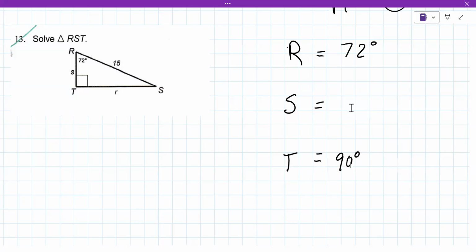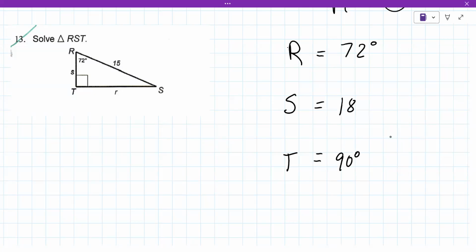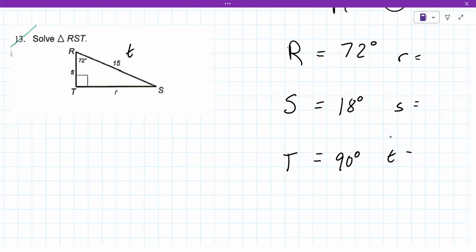So go ahead and give me that other missing angle, please. 18. Very good. Now we do have to find some sides. We know that little r, little s, and little t. We are given that little t. Little t is across from big T. Okay, so we know that that's 15.